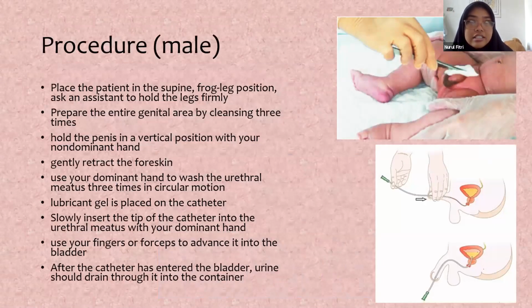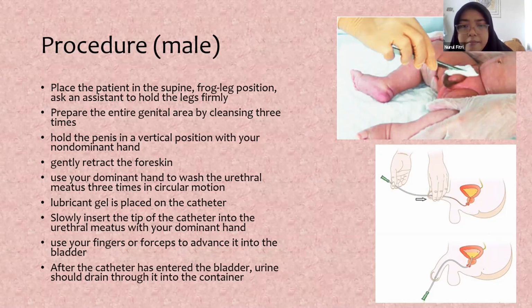Okay, so these are the procedures for male and female. The procedure is more or less the same, but the difference is in terms of difficulty, due to the anatomical difference between male and female. First, regarding the anatomical difference: in the male, the urethral meatus is easy to locate. This is different in the female, because the urethral meatus is quite difficult to locate, as sometimes it is covered by the vaginal mucosa.